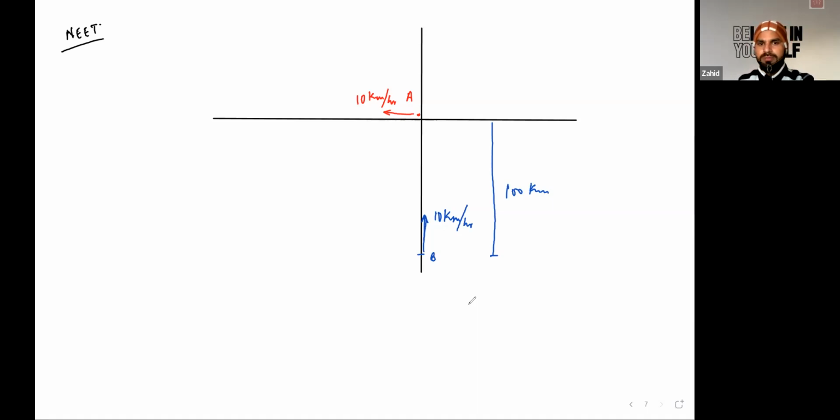So how to approach these types of problems? First, rewrite each term with respect to ground. So velocity of A with respect to ground, since it is going towards west, will be minus 10 km/h. Since all of the quantities are in kilometers and km/h, you don't have to convert anything. Next, velocity of B with respect to ground is towards north, so it will be plus 10 km/h. Is it clear?